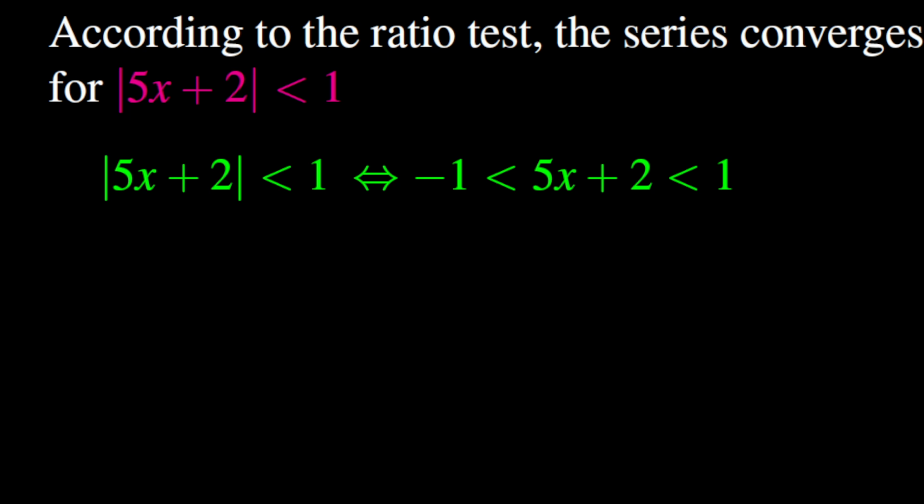According to the ratio test, the series converges if the absolute value of 5x plus 2 is strictly less than 1. This is equivalent to the inequality -1 less than 5x plus 2, and 5x plus 2 less than 1. We subtract 2 from all sides of the inequality, and obtain a new equivalent inequality, -1 minus 2 less than 5 times x, and 5 times x less than 1 minus 2.